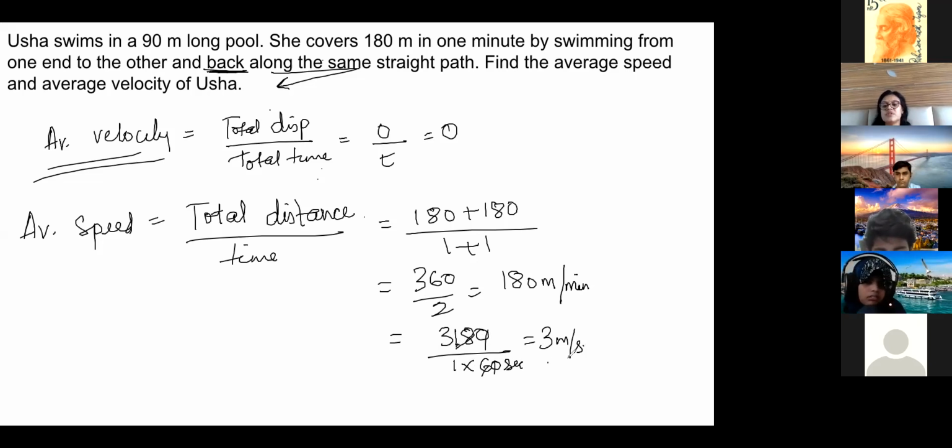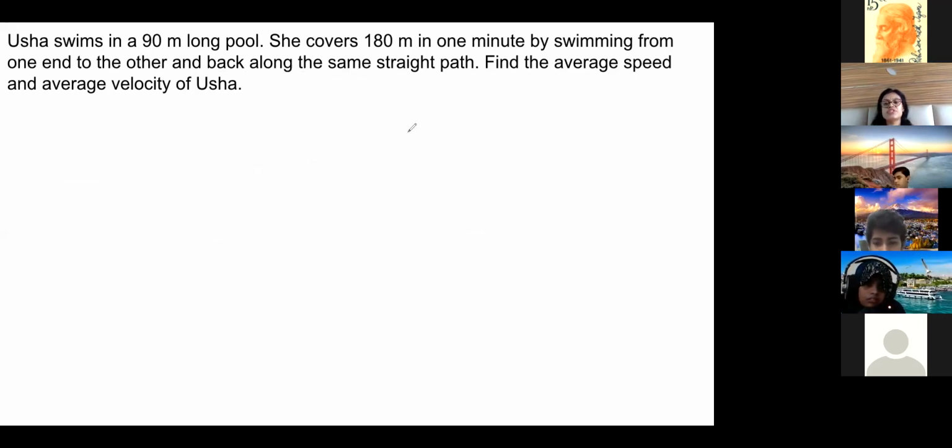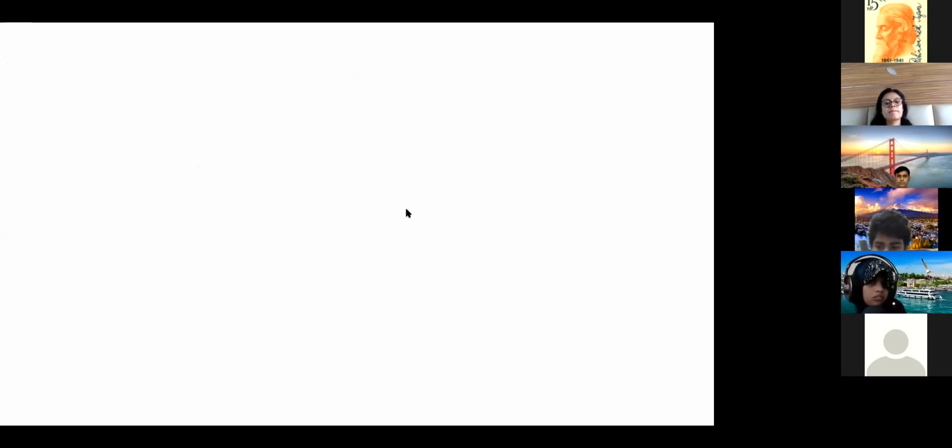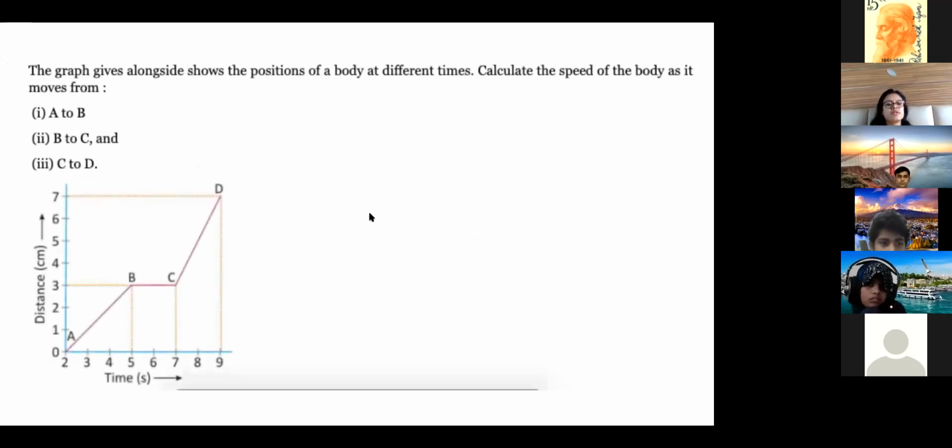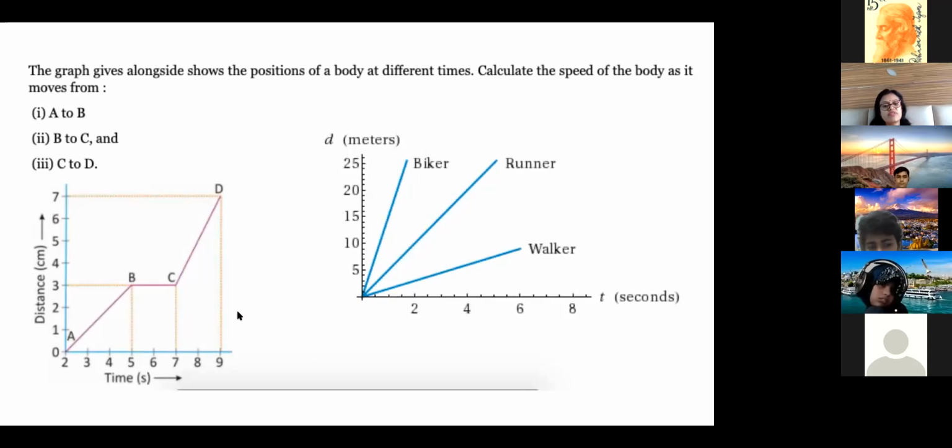Okay. So this type of questions will come, how to find out displacement, how to find out speed. These are all mathematical questions. This type of question we already discussed. So that will be all covered in the syllabus.